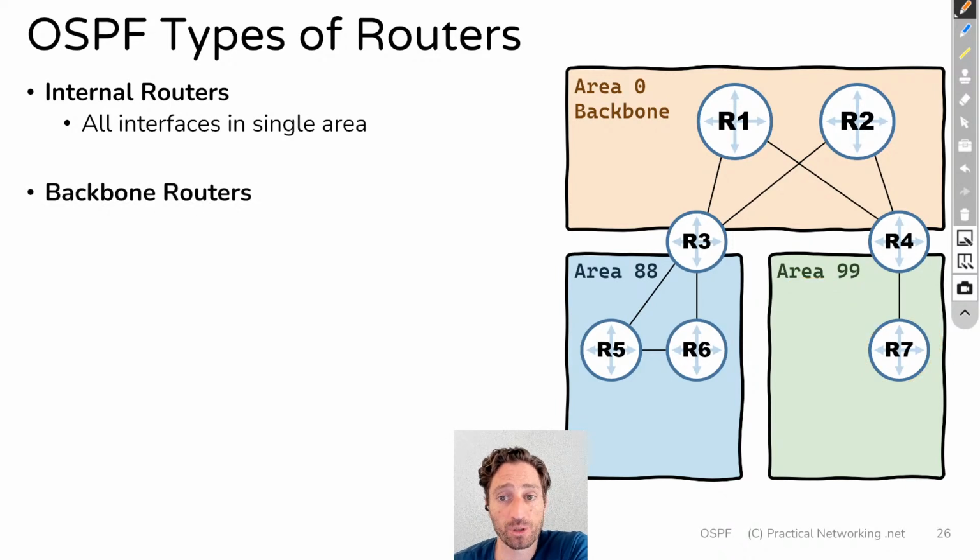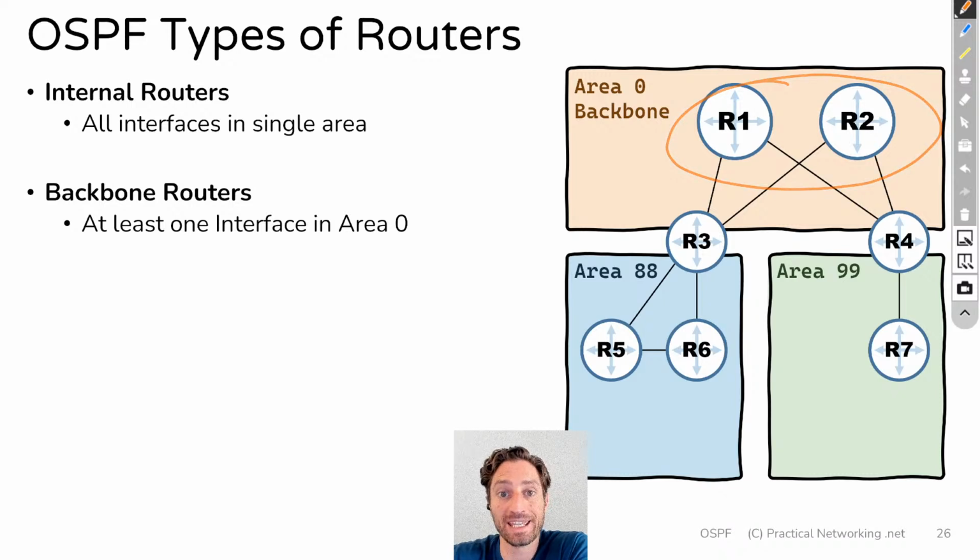Then you have backbone routers. Backbone routers are routers who have at least one interface in area 0. So router 1 and router 2 are internal routers in area 0, obviously are backbone routers, but also router 3 and router 4. Because they have interfaces in area 0, they can also be considered backbone routers.